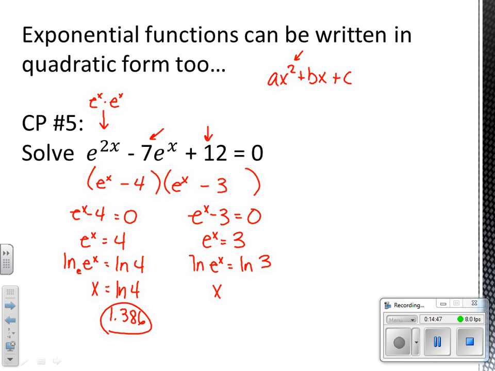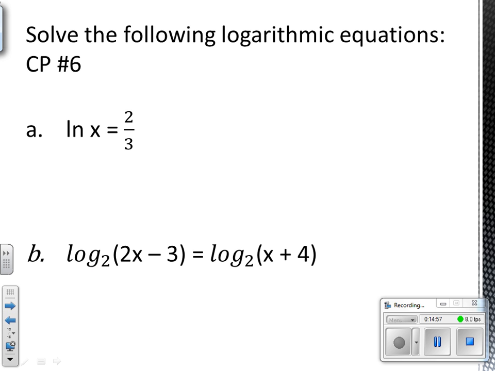ln of e to the x is x. And ln of 3, when you punch it into your calculator, is 1.099. All right, ln of x is equal to 2/3. Again, I'm going to play with this and try figuring out where I could have come up with this. I have ln of x on this side, but I need to get the x out of there. I know this is a little bit of a stretch. Follow me through.